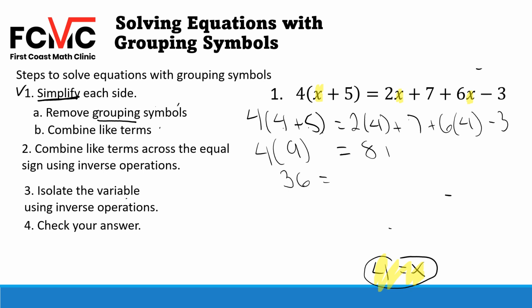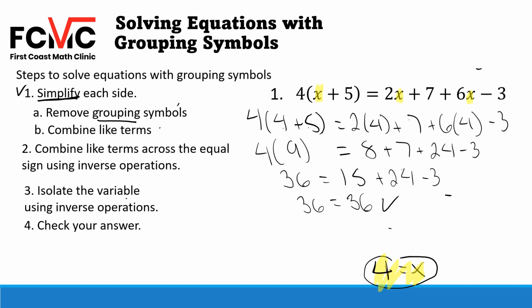Then we get 8 plus 7 plus 24 minus 3. Going left to right, we get 15 plus 24 minus 3. 15 plus 24 is 39, minus 3 is 36. We get 36 equals 36. So our solution checks, our answer is going to be x equals 4.